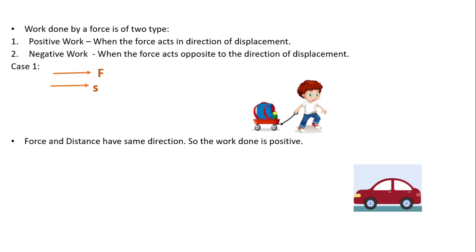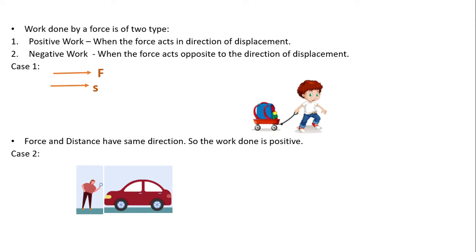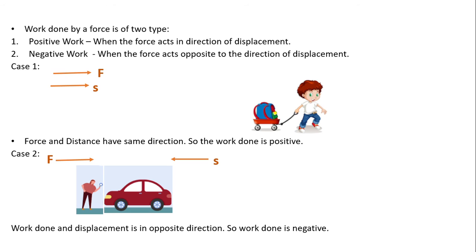Case 2. Say there is a car moving in a particular direction and a person is applying a force in the opposite direction causing the car to stop. Car is moving, person is applying force, car stops. The force is applied in this direction and the displacement is in the opposite direction. Force and displacement are in opposite directions, so work done is negative.